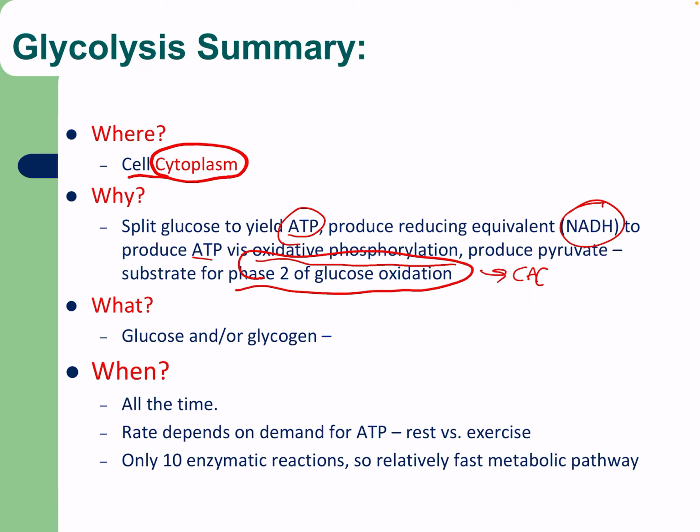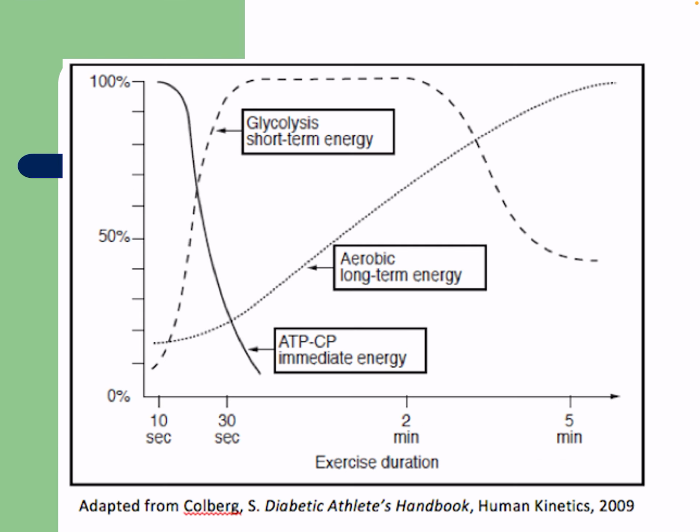Glycolysis can use glucose or glycogen, and remember, glycogen enters at step 2. Glycolysis is always happening, but the rate of glycolysis depends on the demand for ATP. An example would be rest versus exercise. Obviously during exercise, we have an increased demand for energy, so we need more ATP and the glycolysis rate increases. Again, there are only 10 enzymatic reactions, so glycolysis is a relatively fast metabolic pathway.